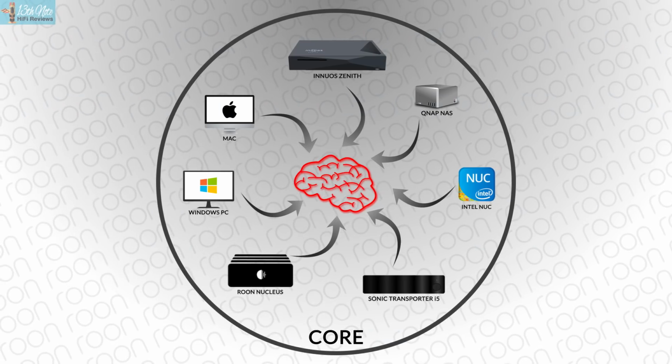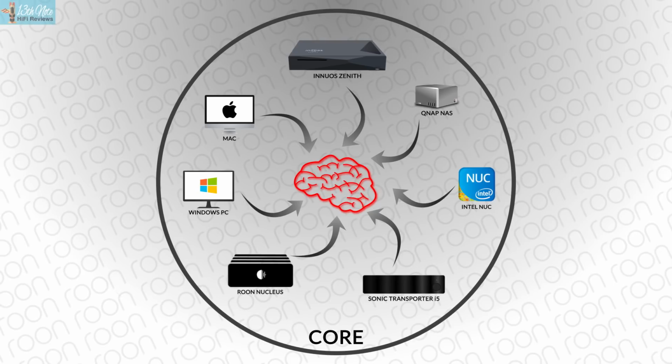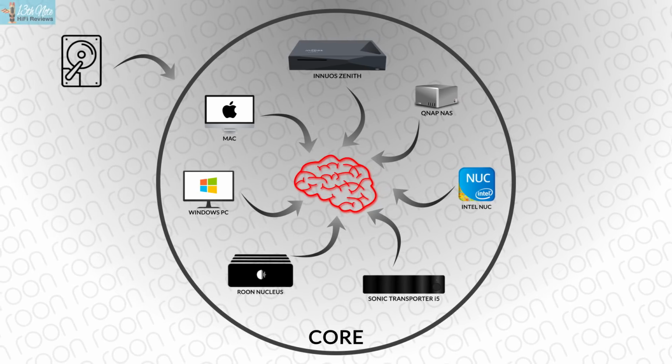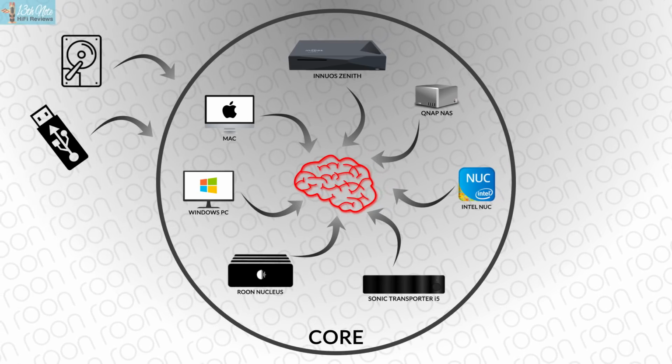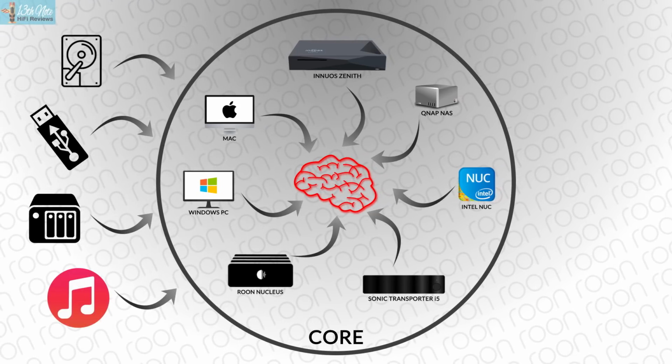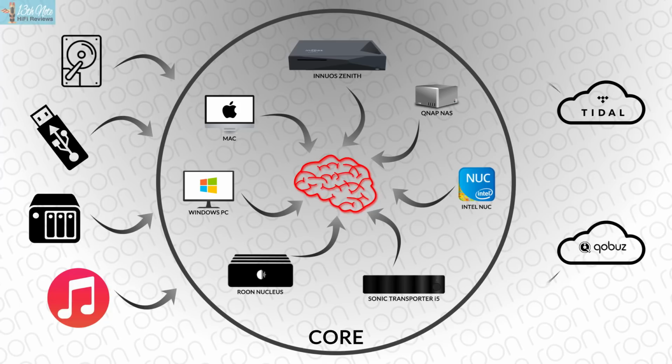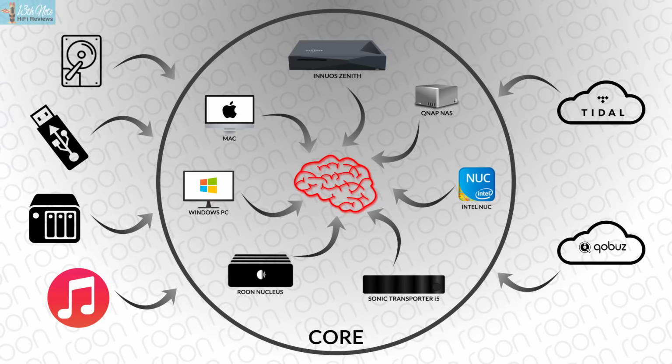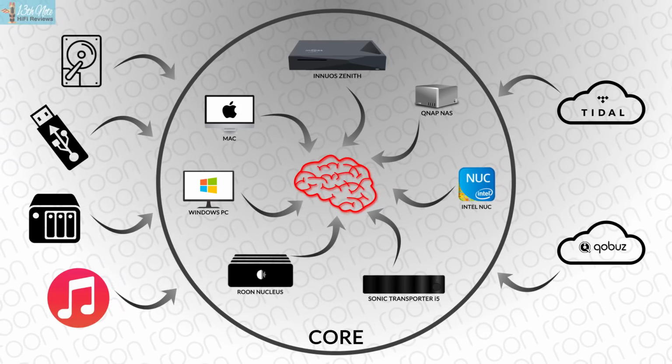To get stored music to the core for indexing, you could have music on PCs, USB storage drives connected to the core, an NAS drive on the network, or an iTunes library for example. Tidal and Qobuz streaming services can be connected to the core over the network or internet.